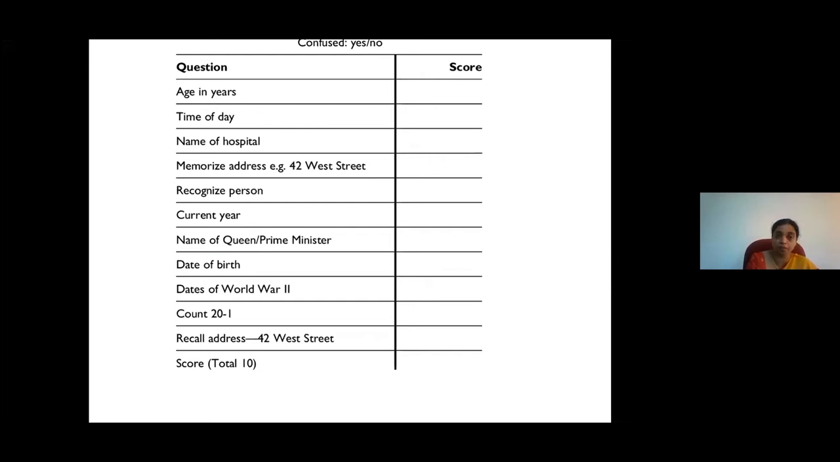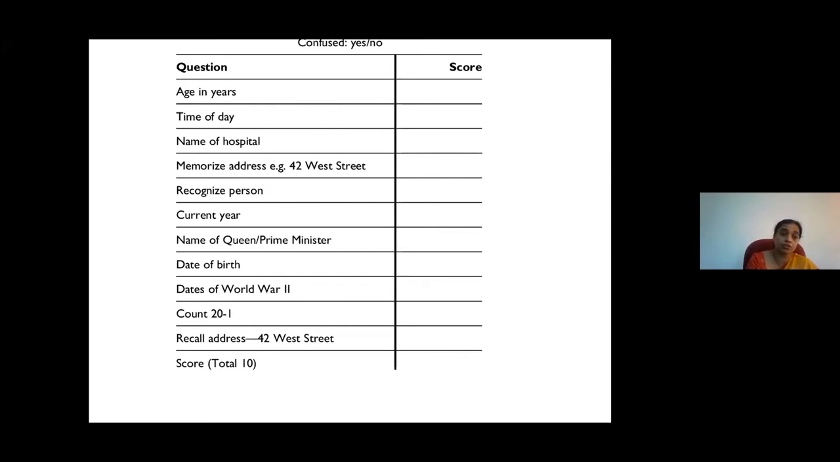We give very simple address to the patient, and recognizing 2 people, like a doctor and the nurse, if the patient can recognize the person, and the current year, 2021 is the current year, name of the state head, that is the current memory, and the date of birth of the patient, and the memorable date, the memorable day, the Independence Day, or the World War II starting day. So like that, and count down 20 to 1. That is the attention that we check.